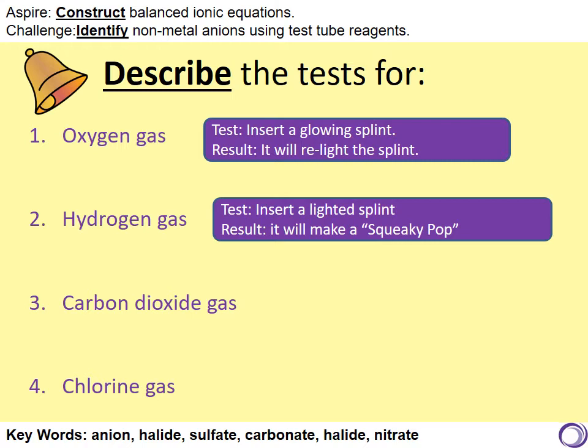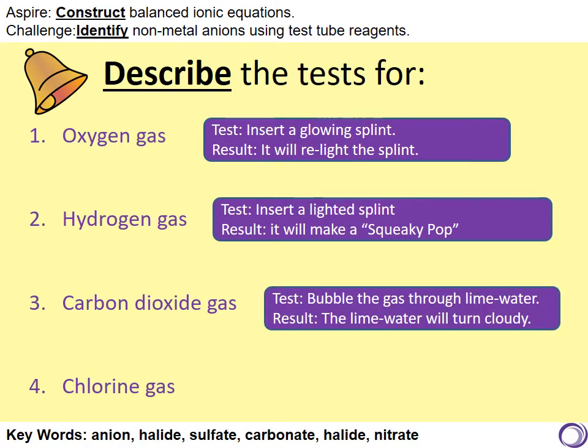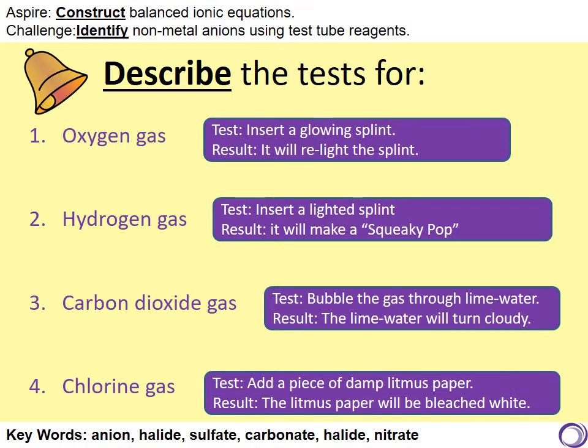Carbon dioxide gas then. The test for this is to take the gas and bubble the gas through lime water. The lime water will then turn cloudy. And finally, the test for chlorine gas is to add a piece of damp litmus paper. The litmus paper will then be bleached white.